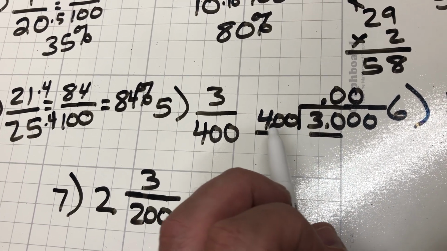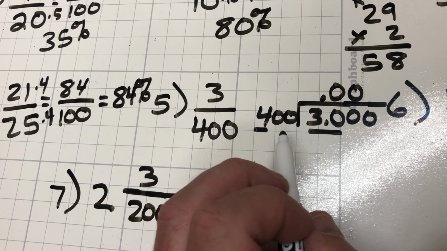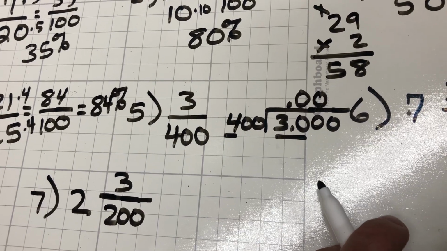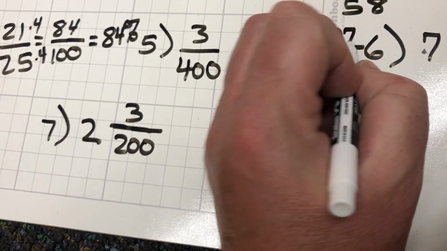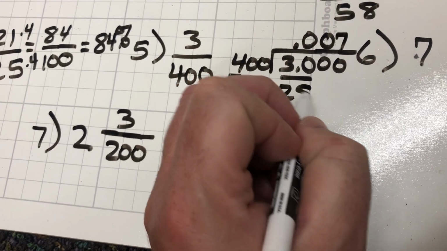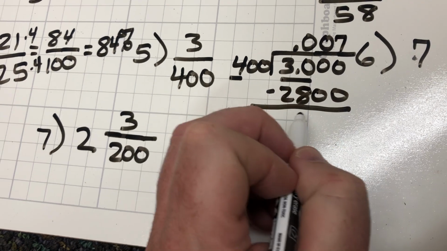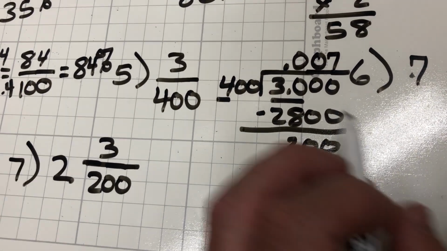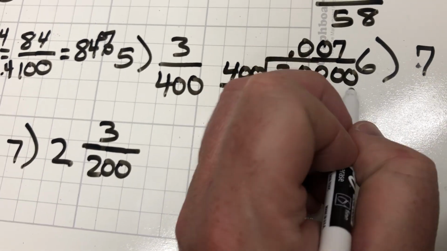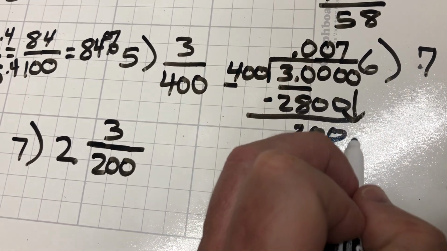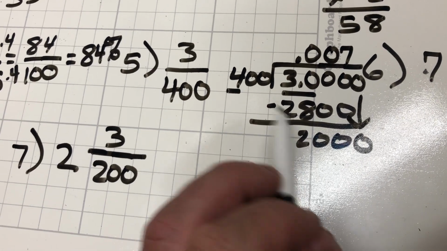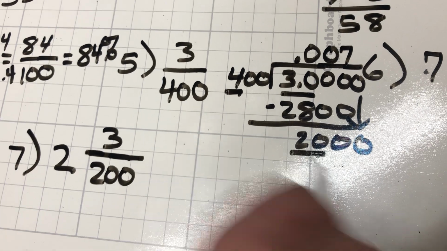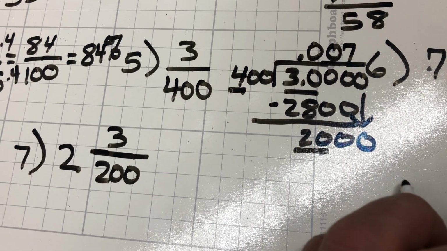If I take 400 times 7, I know that 4 times 7 is 28, and if I add these two zeros, I get 2,800. So I'm going to go ahead with 3,000 minus 2,800. I think that's going to end up being 200. I can't have any left over, so I've got to add a 0 and bring it down. And I get, how many times can 400 go into 2,000? Well, I know that 4 can go into 20 5 times, none left over.